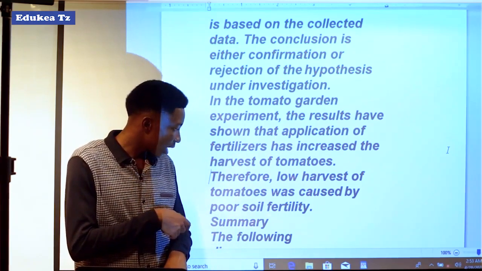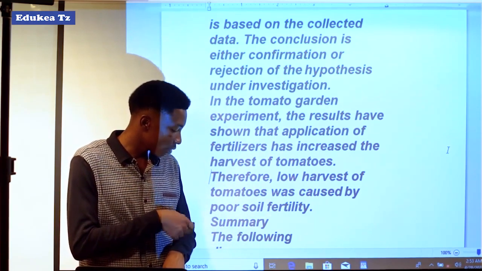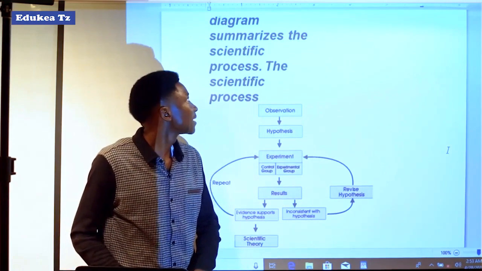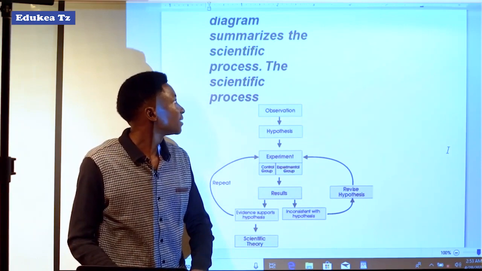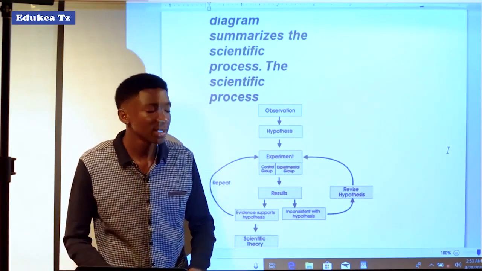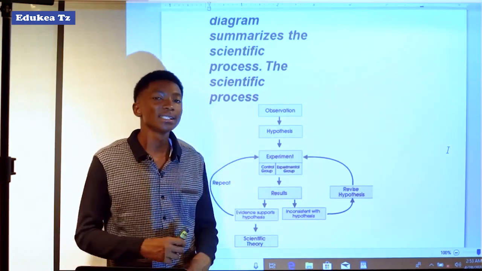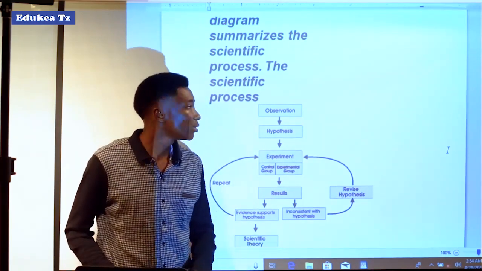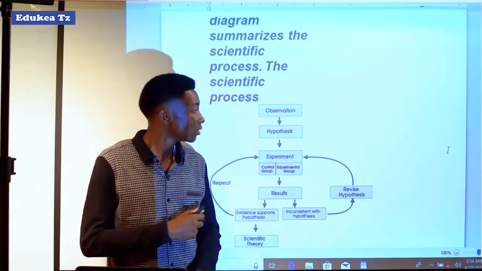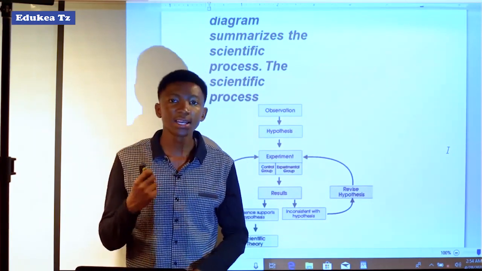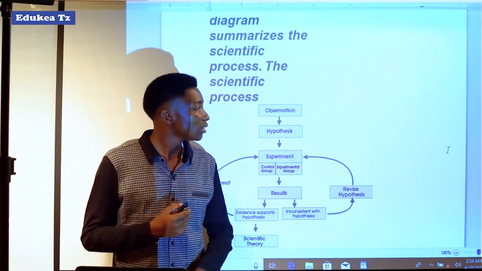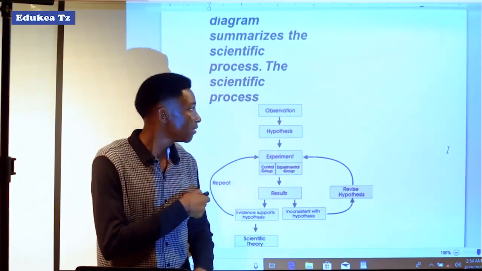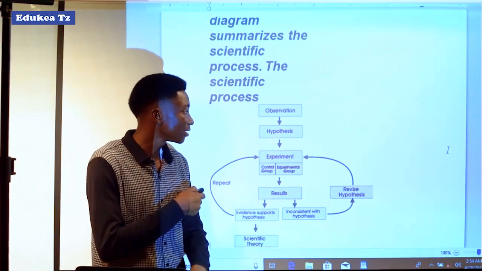And we are coming down to see the summary. The following diagram summarizes the scientific process as below. So it is summarizing the whole that we learned about the scientific process. Through this diagram, if you didn't understand the last period, you can learn from this diagram here, and you can understand each and everything well.